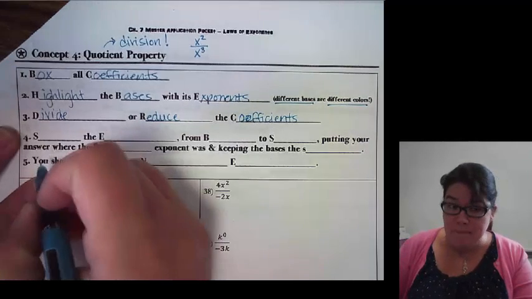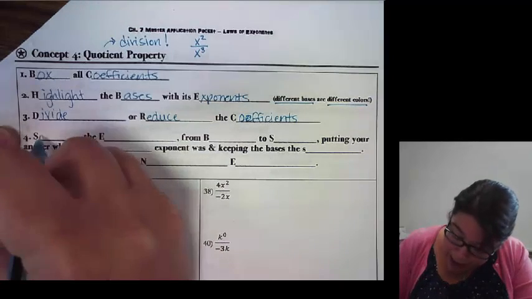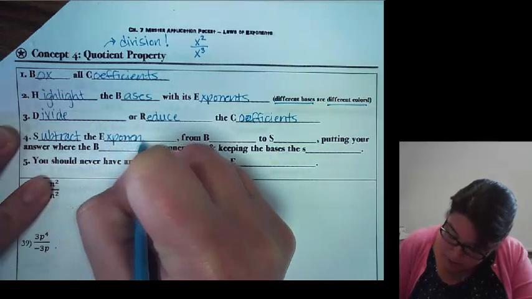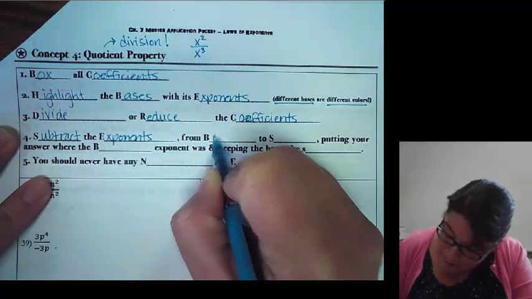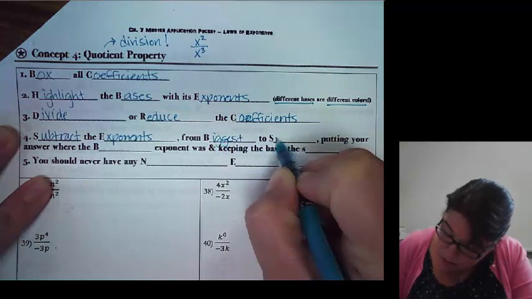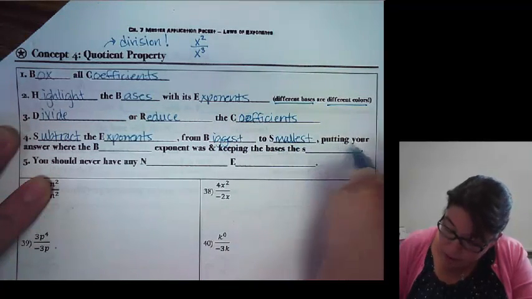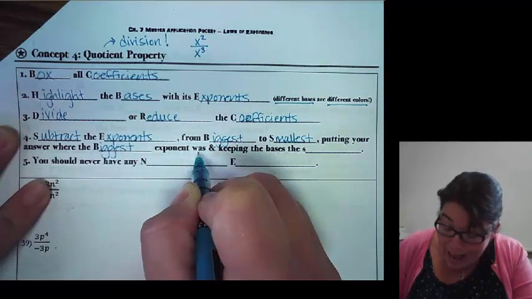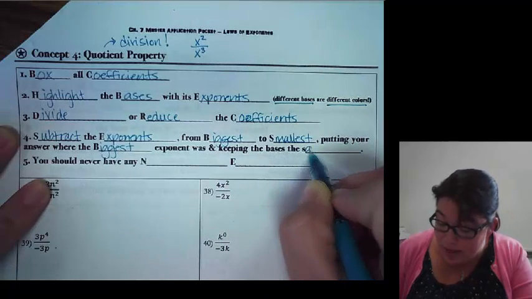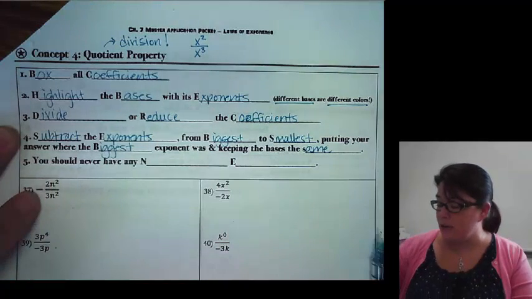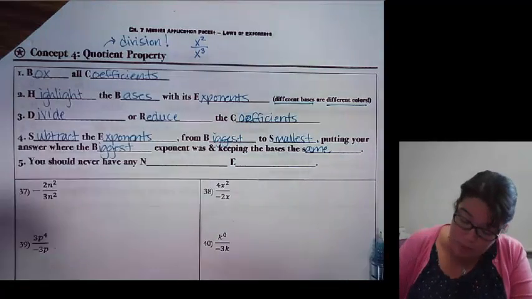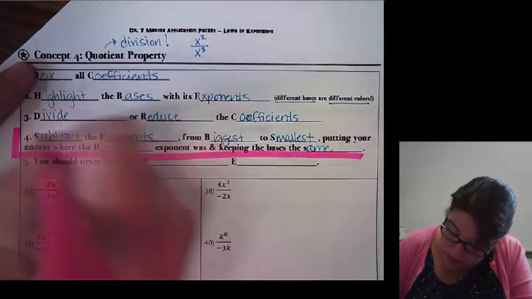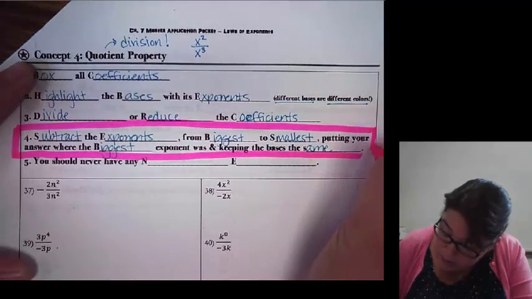So, step 4. You are going to subtract the exponents from biggest to smallest, putting your answer where the biggest exponent was and keeping your base the same. I want you to stop for a sec and take a highlighter, and I want you to put a box around that step, because this step is the weird one. This is what's different. Although when you think about it, it makes a lot of sense.